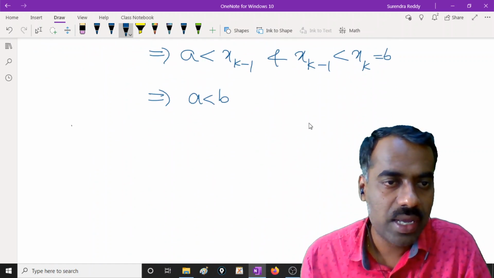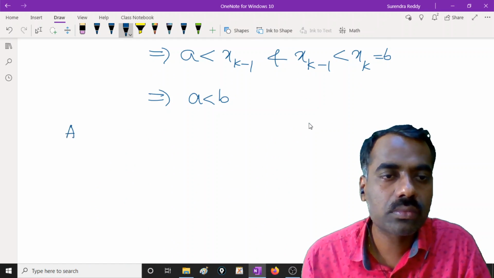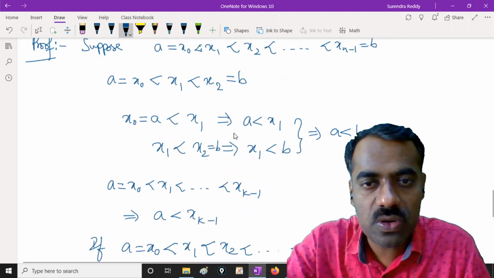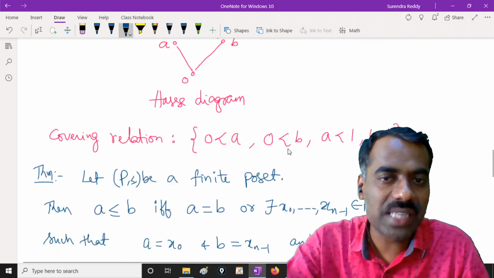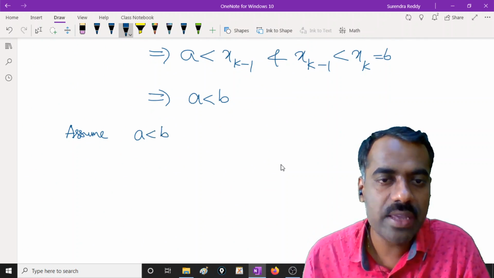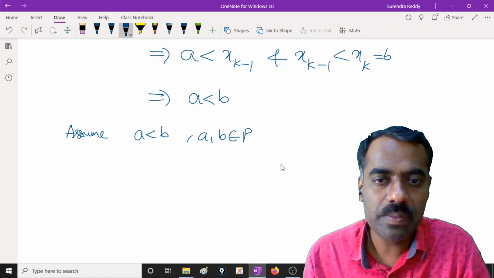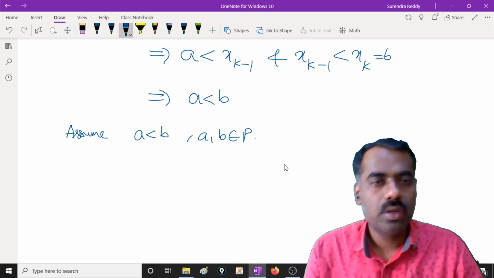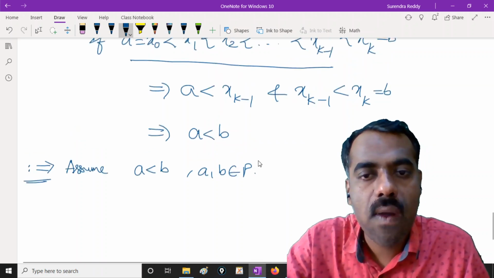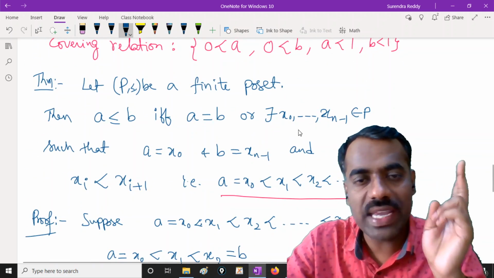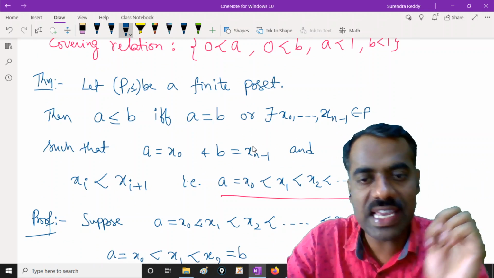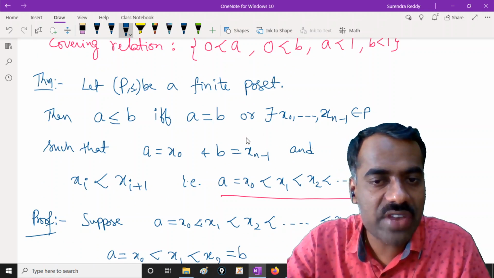So now assume that a is less than or equal to b, but a is not equal to b. That means assume a is strictly less than b, for (a, b) in the relation. Now what do we have to prove? This way we are assuming something and proving this, right? We have taken two elements, one less than the other. We want to somehow get elements x0 up to xn-1 satisfying the covering relation.